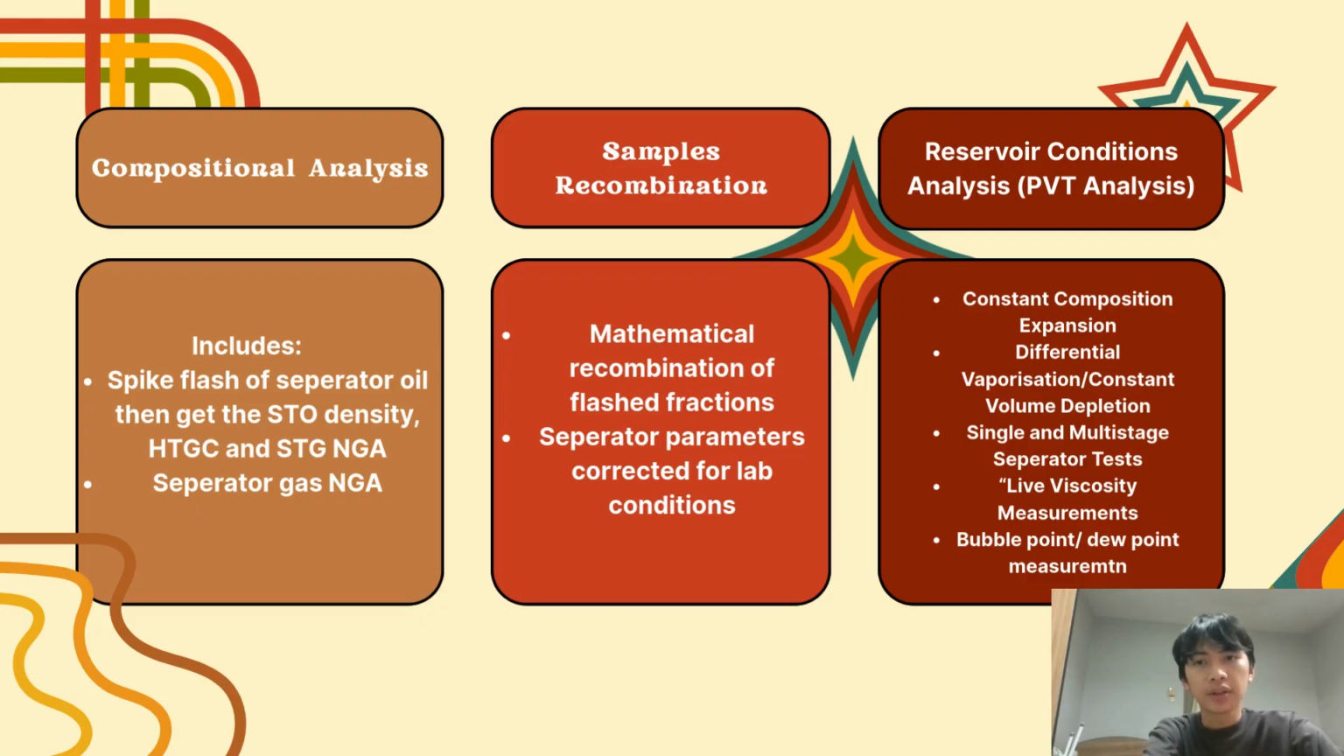compositional analysis includes spike flash of separator oil, then get the STO density, HTGC and STO-NGA, and separator gas NGA. Sample recombination includes mathematical recombination of flash fractions and separator parameters corrected for lab conditions.